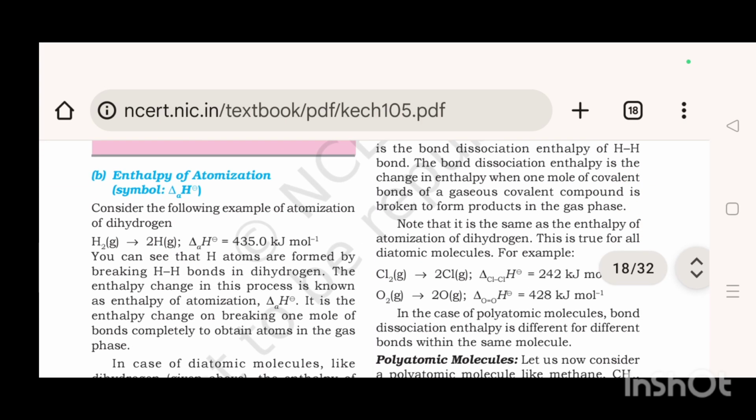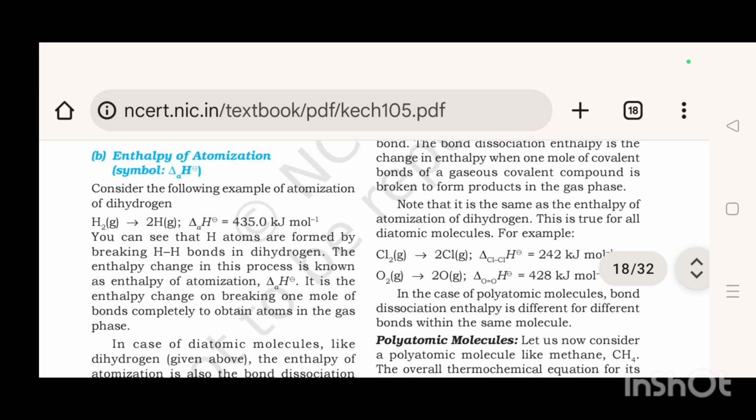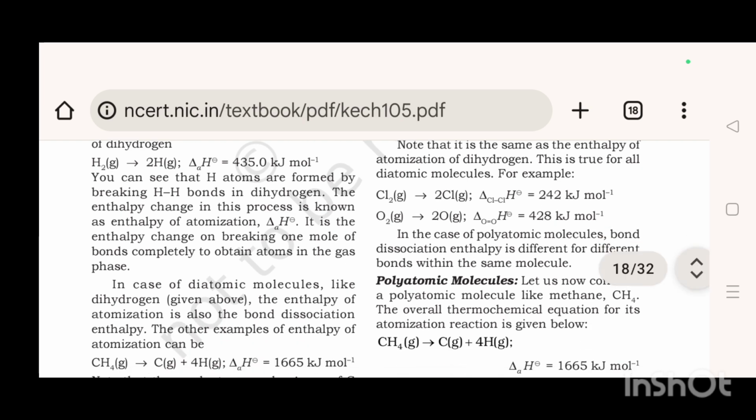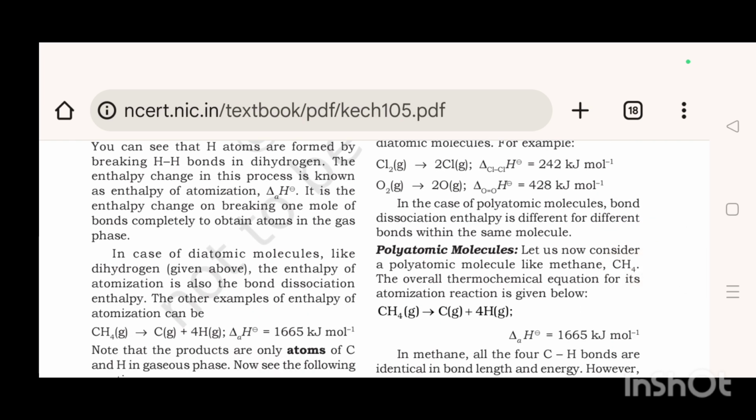Enthalpy of atomization. Consider the following example of atomization of dihydrogen. H2 gives 2H, and the enthalpy of atomization is 435.0 kJ mol⁻¹. You can see that H atoms are formed by breaking the hydrogen-hydrogen bond in dihydrogen. The enthalpy change in this process is known as enthalpy of atomization. It is the enthalpy change on breaking 1 mole of bonds completely to obtain atoms in the gas phase. In the case of a diatomic molecule like dihydrogen, the enthalpy of atomization is also the bond dissociation enthalpy.